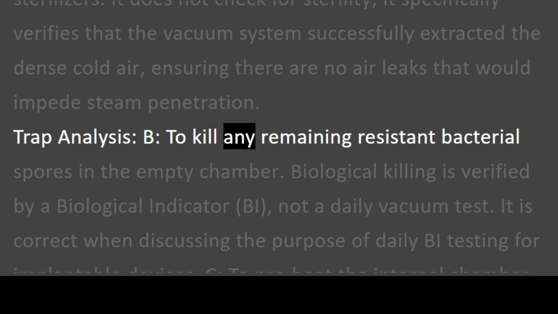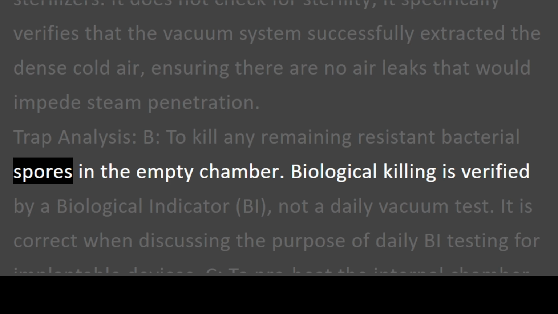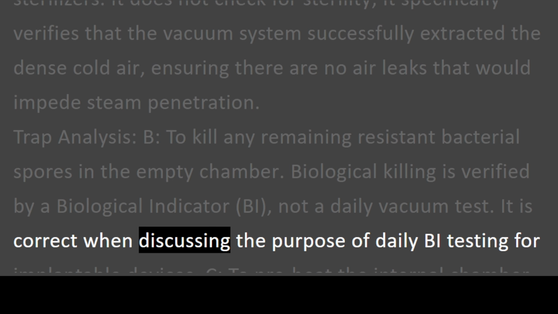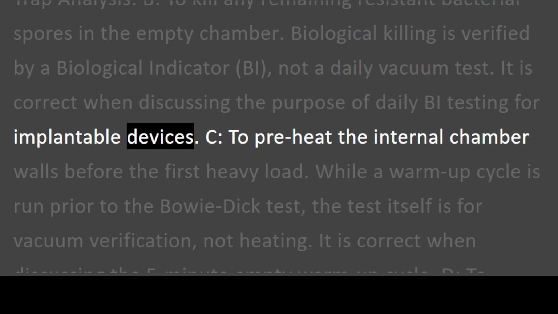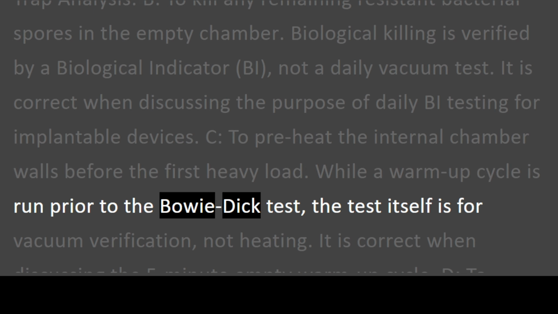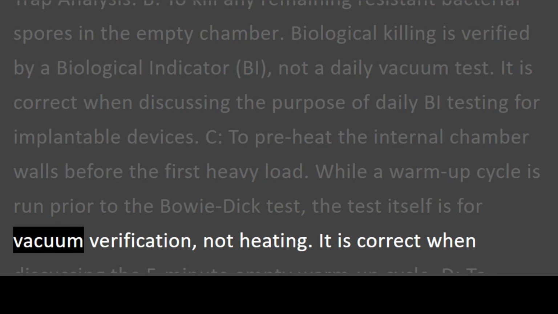B. To kill any remaining resistant bacterial spores in the empty chamber. Biological killing is verified by a biological indicator, BI, not a daily vacuum test. It is correct when discussing the purpose of daily BI testing for implantable devices. C. To preheat the internal chamber walls before the first heavy load. While a warm-up cycle is run prior to the Bowie-Dick test, the test itself is for vacuum verification, not heating.